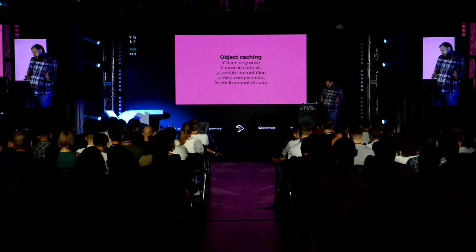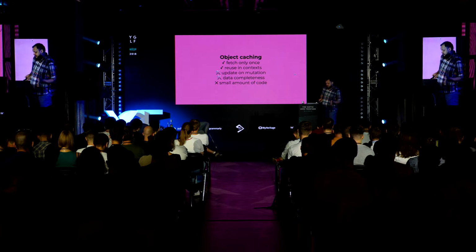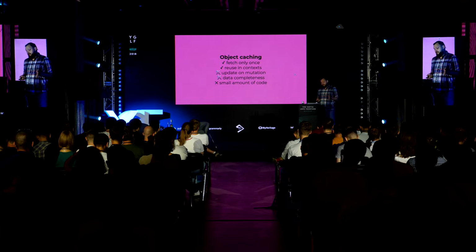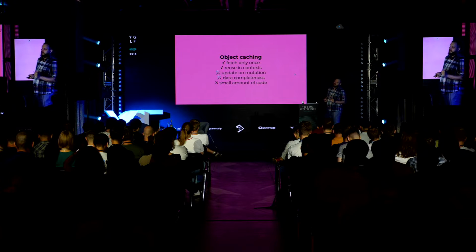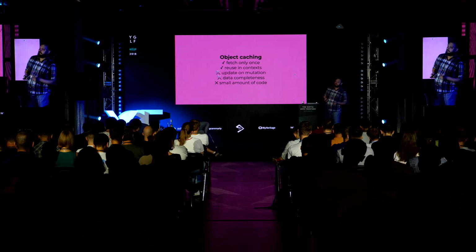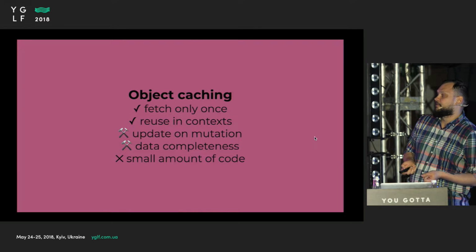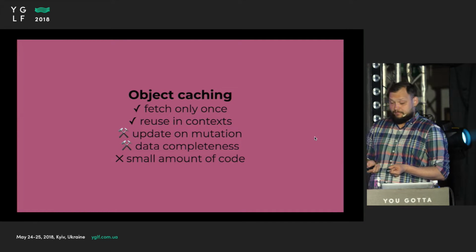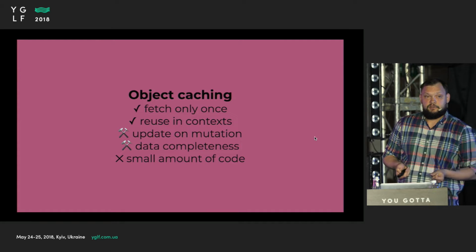And you can manually handle data completeness. It honestly gets super hairy. I've tried to do it, and it gets really complicated because you have to have different caches for full objects and partial objects. And yeah, don't do it. It's really complicated. And basically, you have to write all this code yourself.